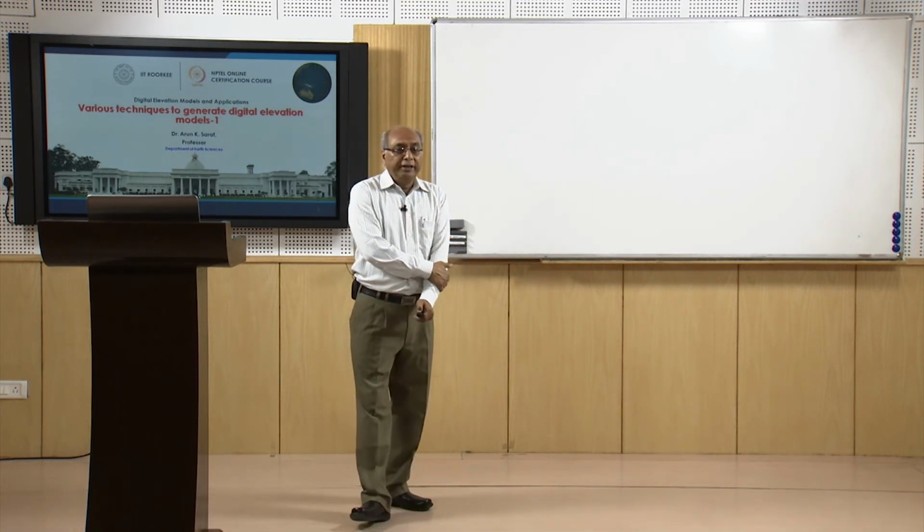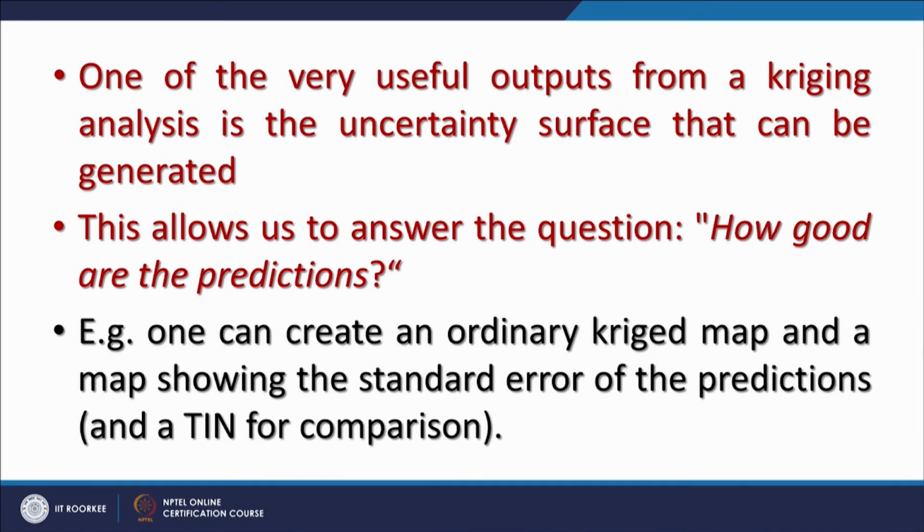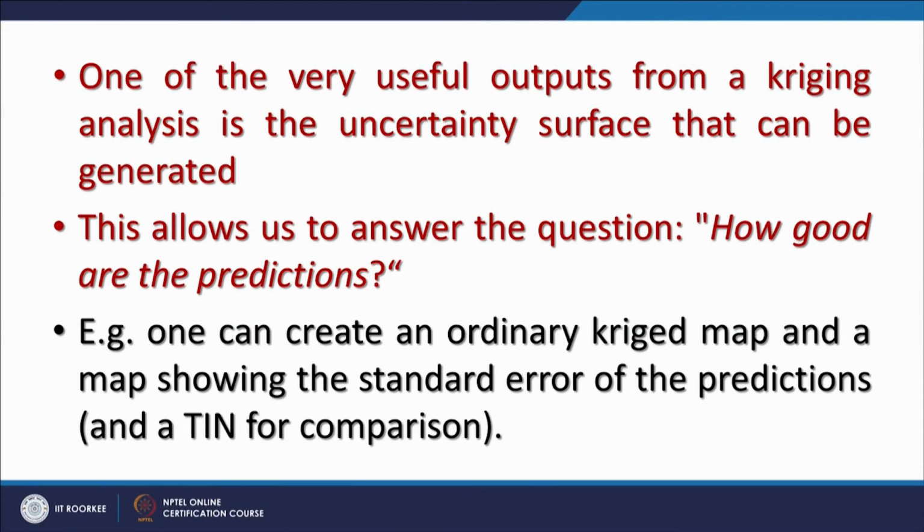One of the very useful outputs from kriging analysis is the uncertainty surface that can be generated, and this allows us to answer a major question: how good are the predictions? Other techniques do not support this, the error surface, or in very crude terms you can say error surface. For example, one can create an ordinary kriging map and a map showing the standard error of prediction, and we can compare them.